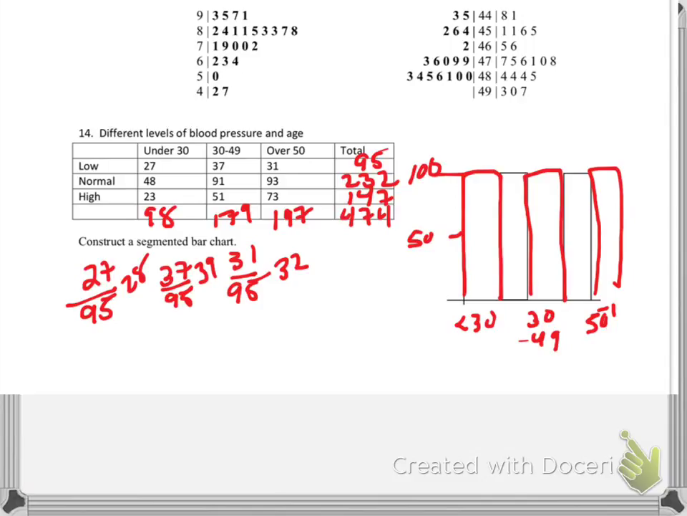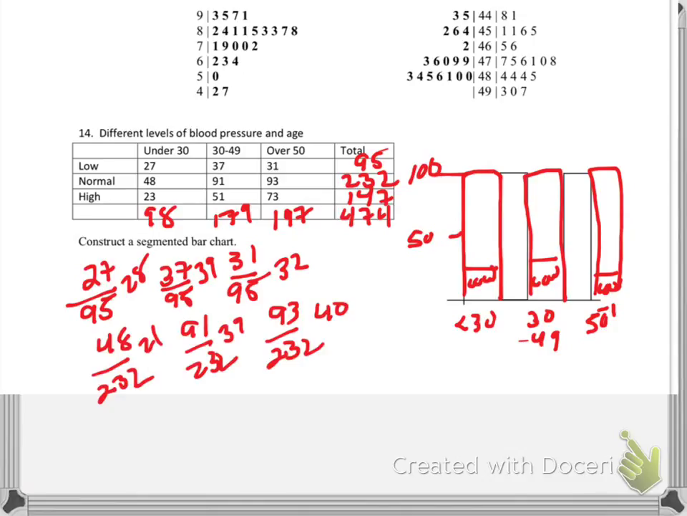Okay, so low is going to be 28. So I'm just going to put this low here. Now it's between low for the next guy. For 30 to 39 is going to be 39, so I'm just going to put that right here. And for the next one is 32. Okay? Okay, I'm going to do all the normal.